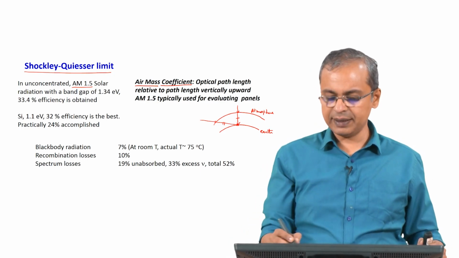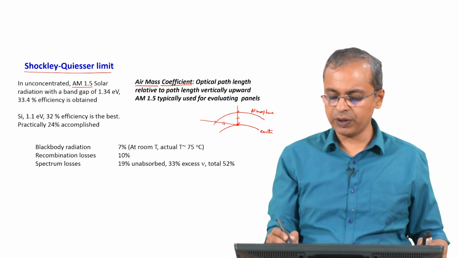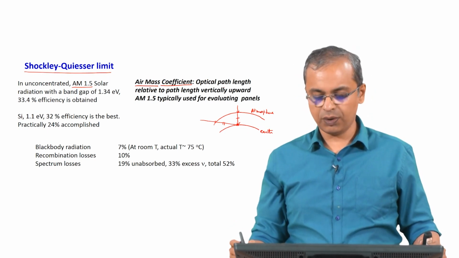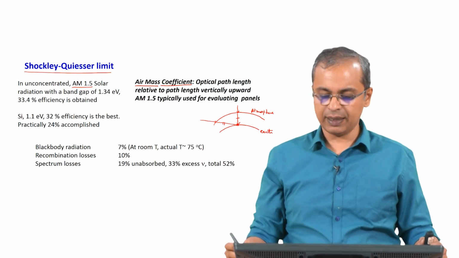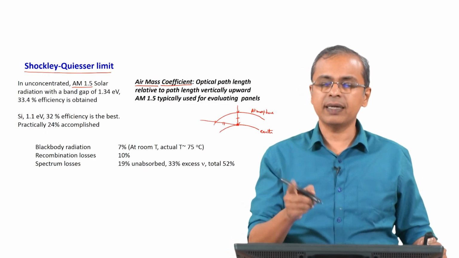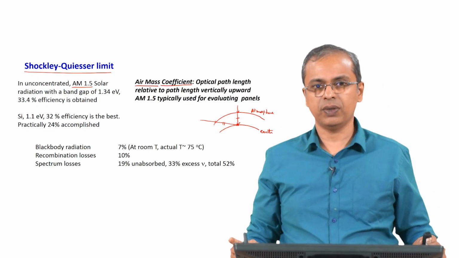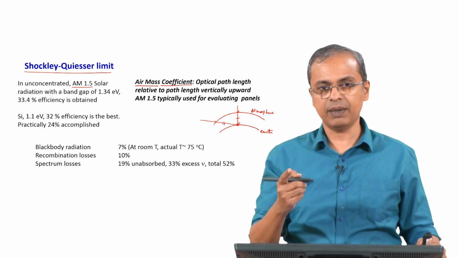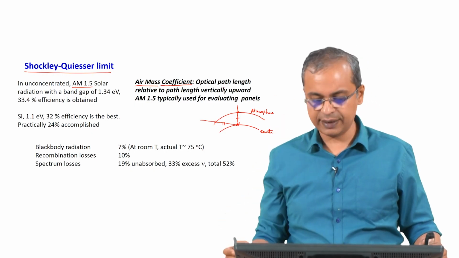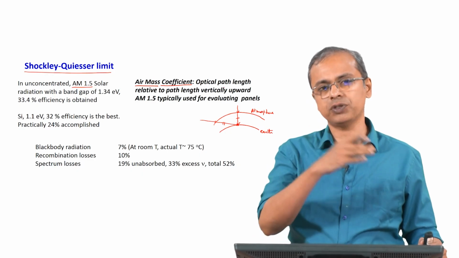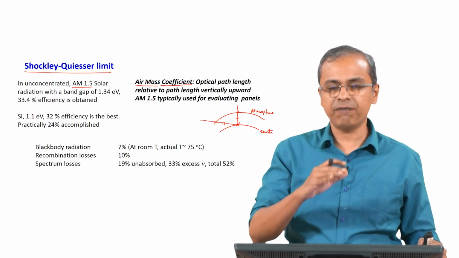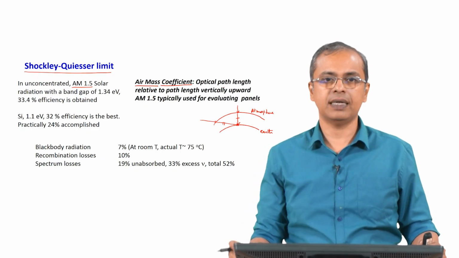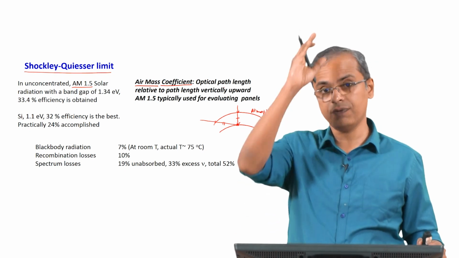So, this is captured by the idea of the air mass coefficient, which simply talks of the optical path length relative to the path length vertically upward. AM1 refers to the idea that it is coming straight down on us. So, AM1 means both path lengths are the same, coming vertically down, and that is what we are comparing against. So, 1.5 refers to some other point of time in the day where the light travels roughly 1.5 times the distance relative to what it would travel if it were coming vertically down.